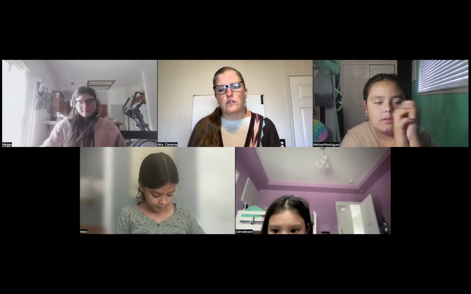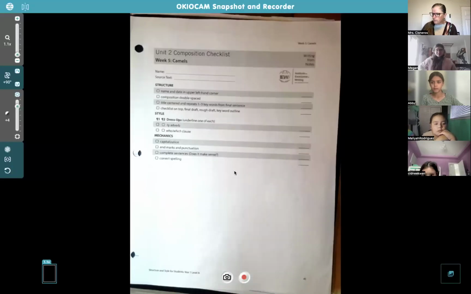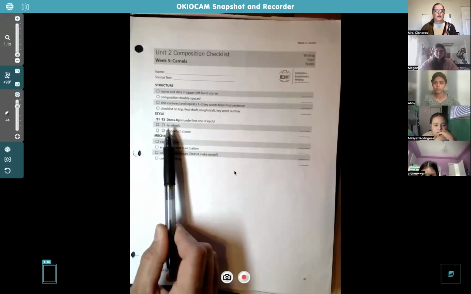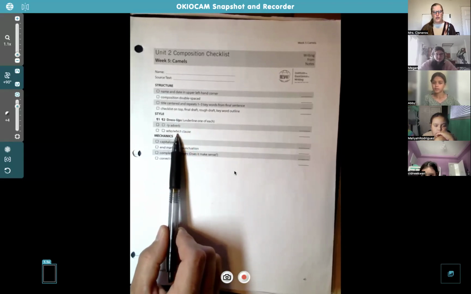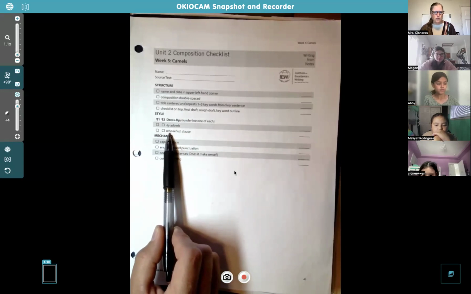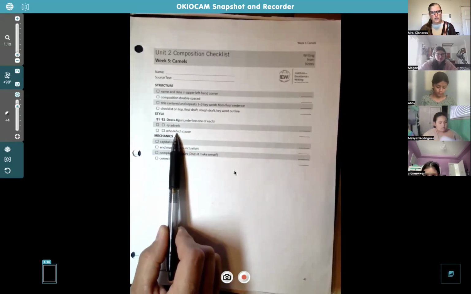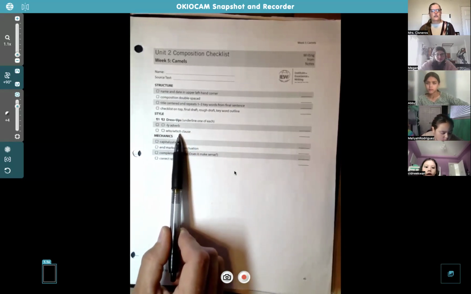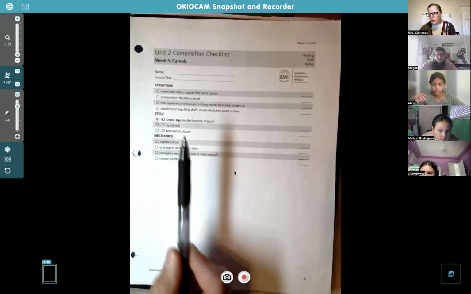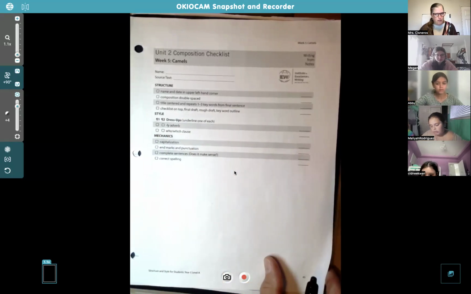I'm going to show you the checklist one more time. Right here, ly adverb and a who, which clause. So you're going to underline either who or which. Remember, we use who when we're talking about people. And so far, we're talking about camels in this article. So you would use which, because the camel is not going to be a person with a personality, right? They're just an animal.